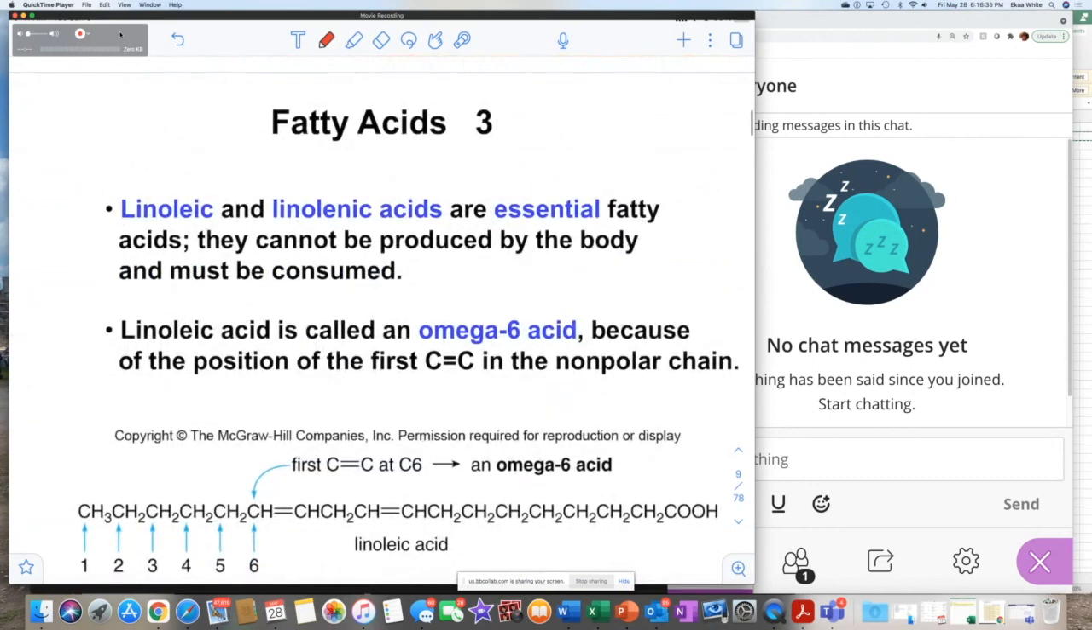Okay, so moving on, we have linoleic and linolenic acids. These are essential fatty acids, but we don't make them in our bodies, so we have to actually eat them. Linoleic acid is an omega-6 acid. If you've ever taken fish oil, right, you may drink it.